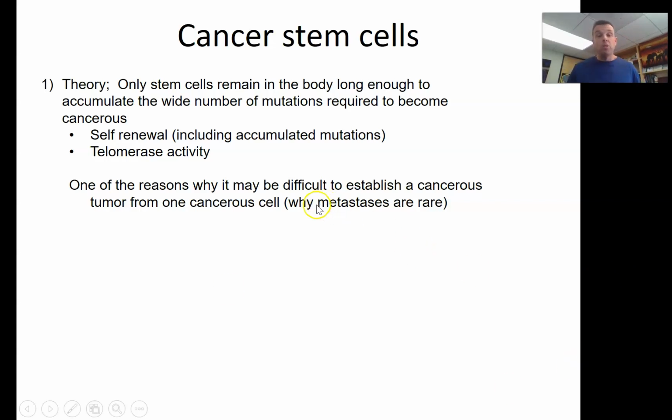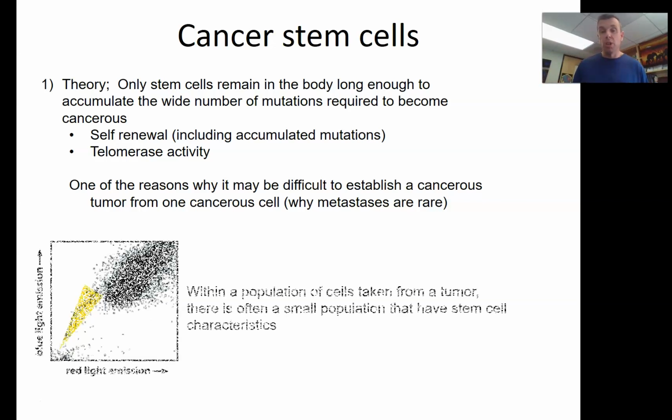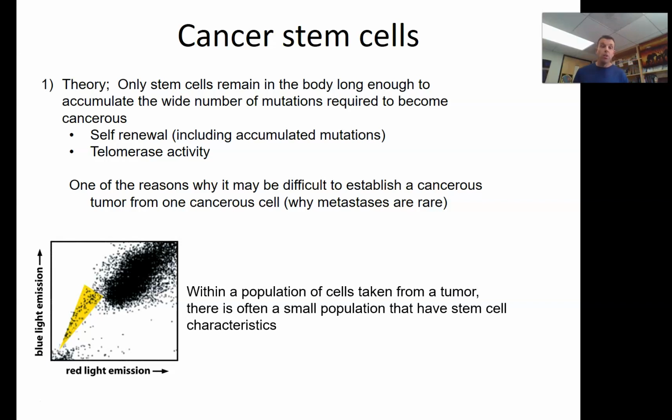This might be one of the reasons why metastases are rare, because if you have a tumor cell that branches off and goes, if it's not the stem cell, it might not actually be able to establish a new tumor elsewhere. Right? So within a population of cells taken from a tumor, there's usually a small population that is actually the cancer stem cell. And this is a very small population. This would be a flow cytometry. This would be the cancer cells, and then there's this small population here of stem cells, but that population can make the cancer continuously regenerate.